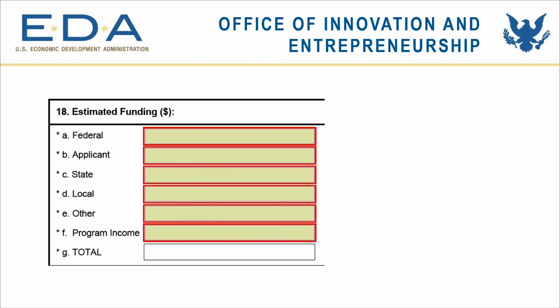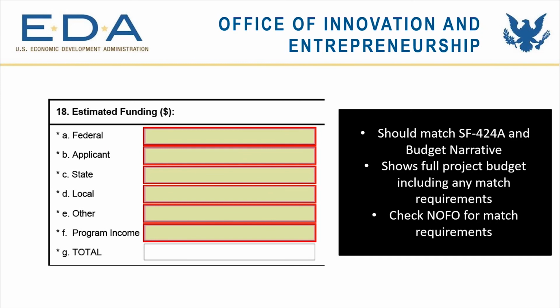18. This should show the total project budget, including grant funds, match requirements, co-applicant budgets, etc. Make sure you include your funds for the application. That would be under the federal category. Make sure your budget listed here matches other application requirements, such as the SF424A or the budget narrative.